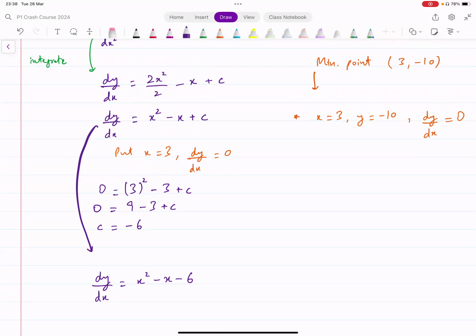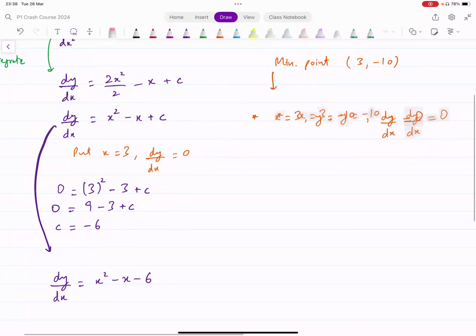Make sense? So since we are given a minimum point, we know minimum point is also a turning point. It's a stationary point. So at that point, dy over dx is supposed to be 0. So that tells us when x equals 3, y equals -10, and dy over dx equals 0. So that's the information that the question is basically giving us.